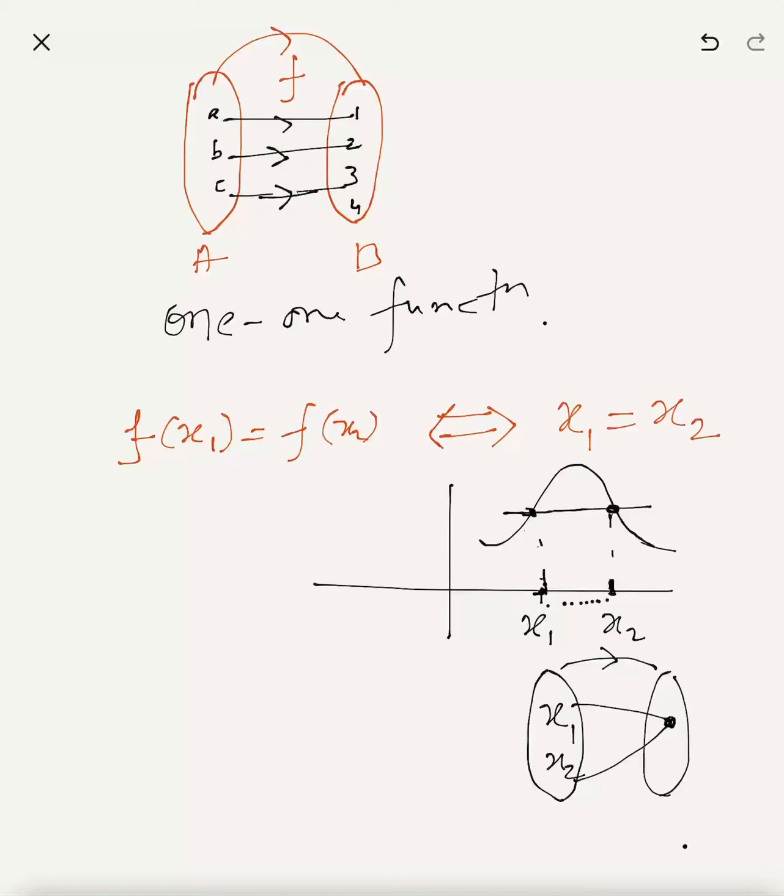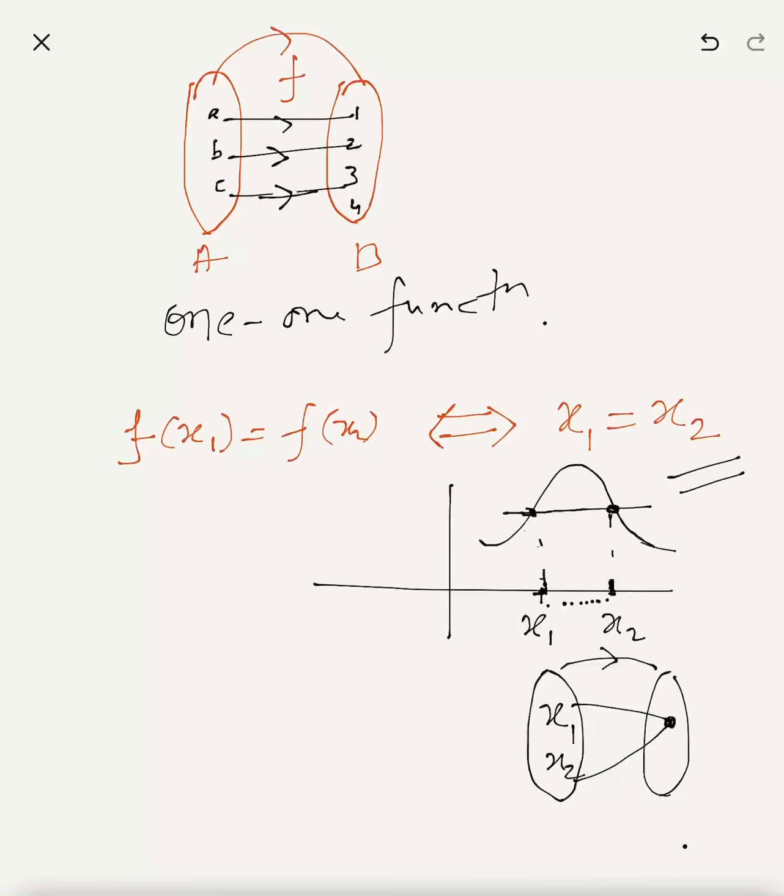So this condition is necessary. When f of x1 equals f of x2, you will have to prove x1 is equal to x2, then only you can say that this is a one-one function. Because if x1 is not equal to x2, you will get the same output at two different inputs, isn't it? So this will not be a one-one function.